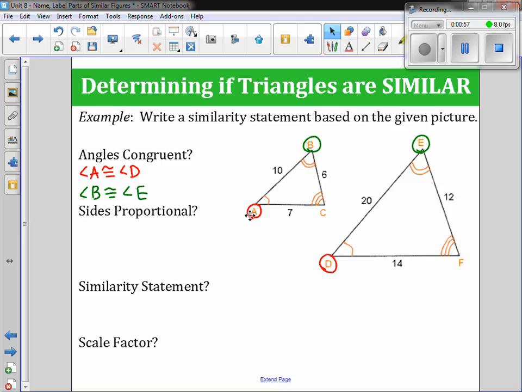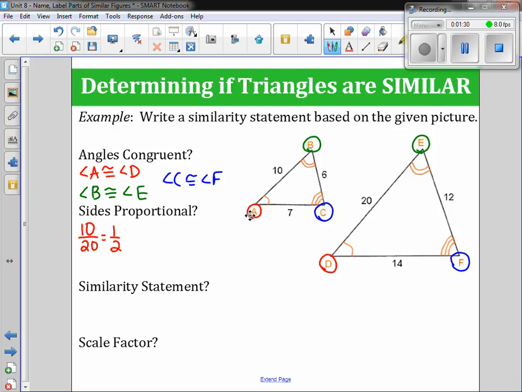Before looking at the third angle, let's take a look at the fact that the side in between AB and the side in between DE have a proportional length of 10 to 20, which simplifies to 1/2. This is because they share two common angle measures. Now looking at our last angle, angle C is congruent to angle F because they also have the same congruent marks.